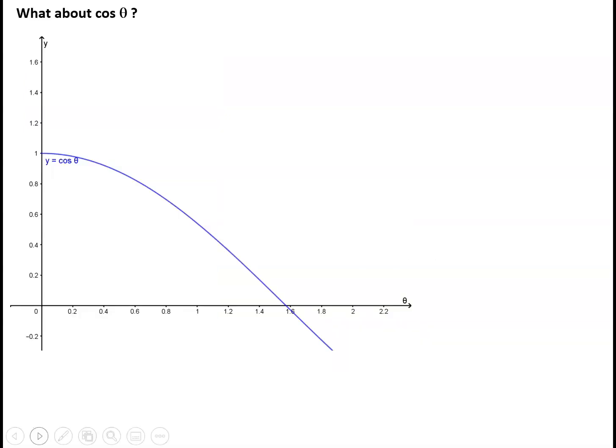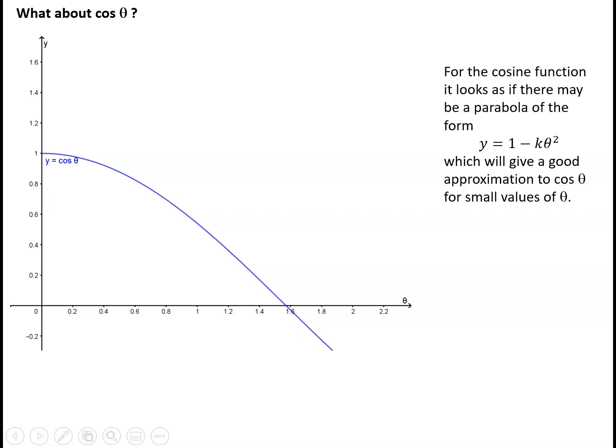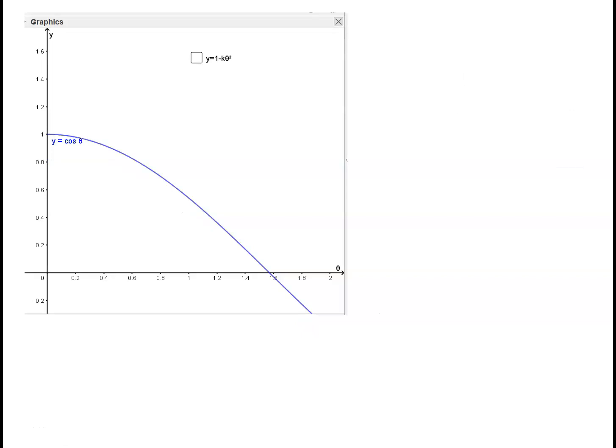Looking at the cosine graph when the angle theta is expressed in radians, it looks as if a parabola of the form y equals 1 minus k theta squared may be a better approximation to the curve than a simple straight line. In the video here we will see how the parabola 1 minus k theta squared approximates the curve y equals cos theta for values of k between 0 and 1.